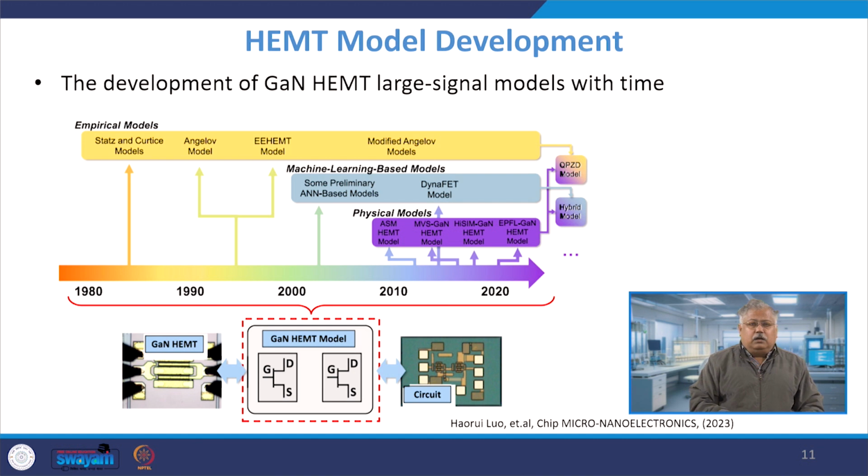Now, let us look at the development of gallium nitride HEMT in a timeline. This model development we will take up in the next lecture.